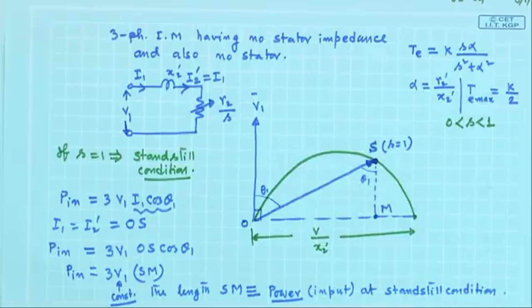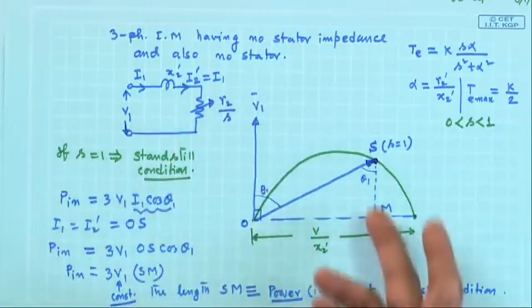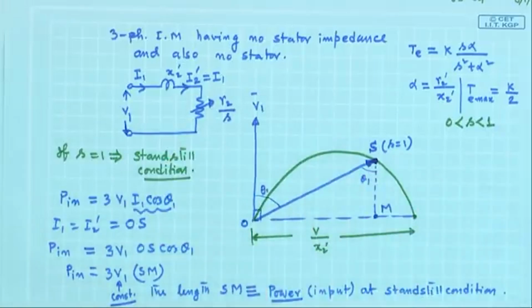S into air gap power is loss. So, S equal to 1. So, anyway that represents. So, Sm, the length Sm, is the air gap power, and also this is equal to the rotor copper loss, since small s equal to 1, and the output mechanical power is 0.